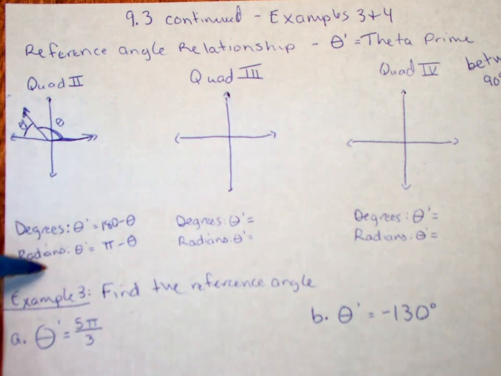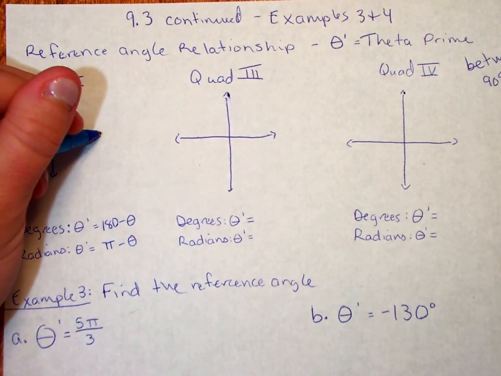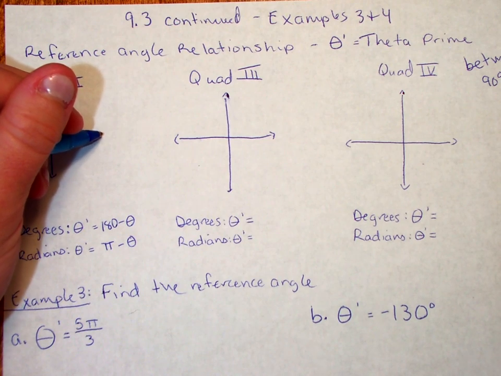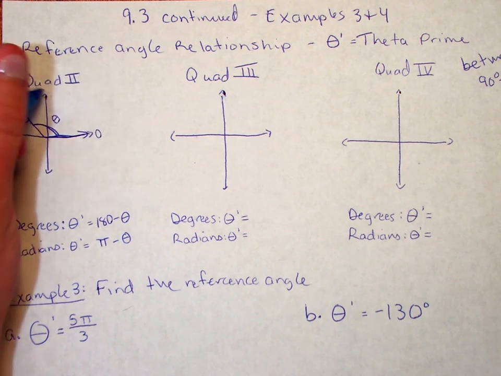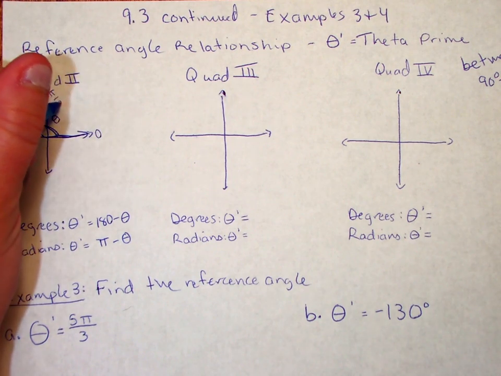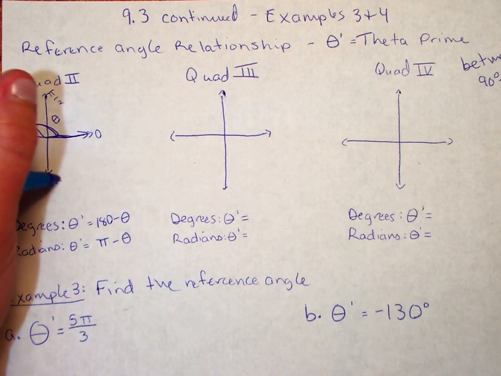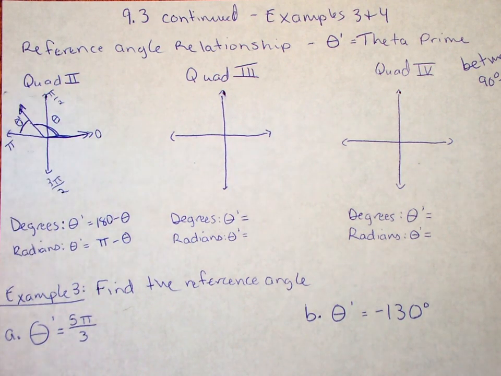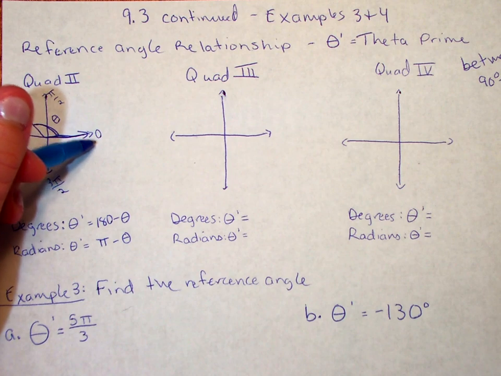And let's just quickly talk about radians. This would be obviously 0. This is pi over 2. This is pi, and this is 3 pi over 2. Or 0, 90, 180, 270, 360.